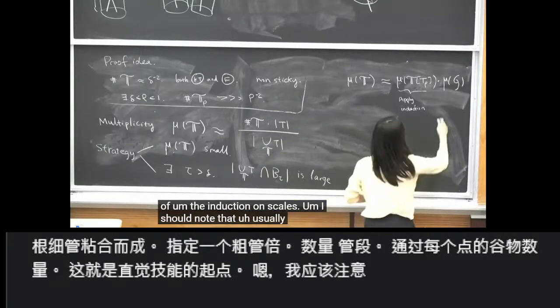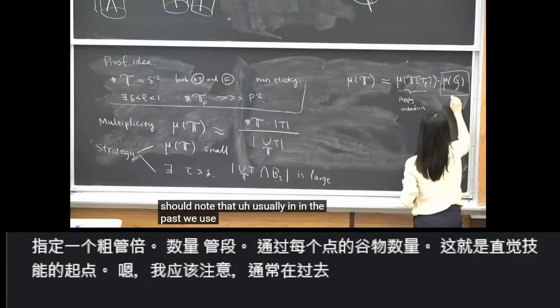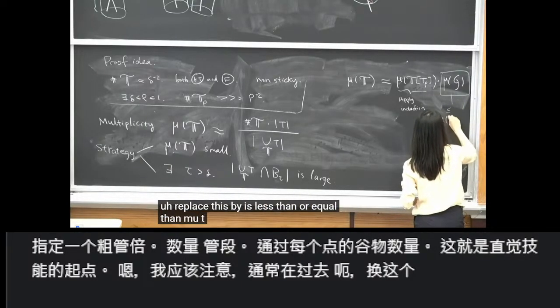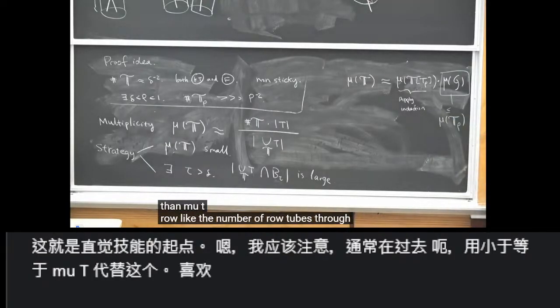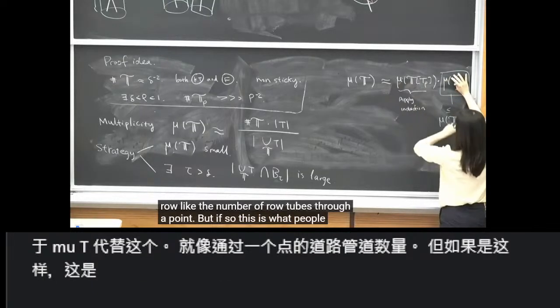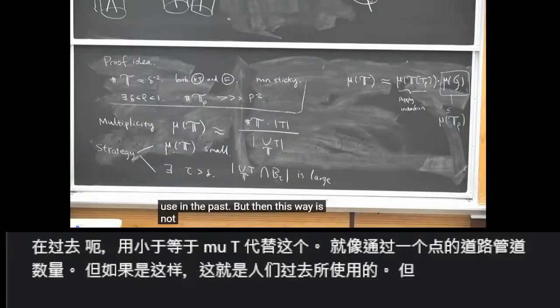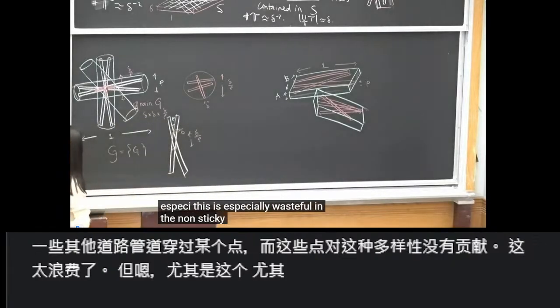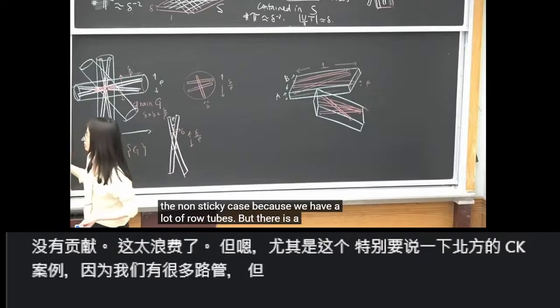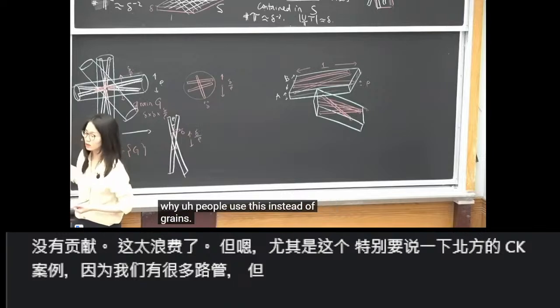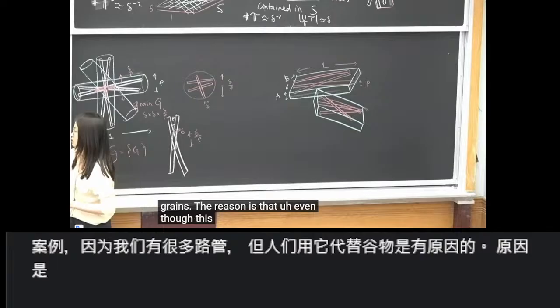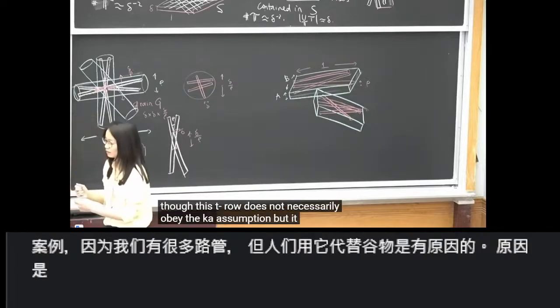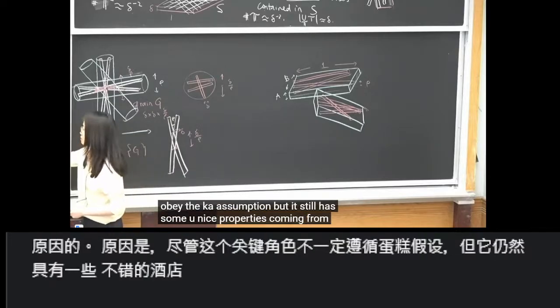I should note that in the past people usually replace this by something less than or equal to mu T rho, like the number of rho tubes through a point. But this way is not efficient because there might be some other rho tubes passing through a point that do not contribute to this multiplicity. This is wasteful, especially in the non-sticky case because we have a lot of rho tubes. But there is a reason why people use this instead of grains. The reason is that even though this T rho does not necessarily obey the Kakeya assumption, it still has some nice properties coming from the Kakeya assumption.